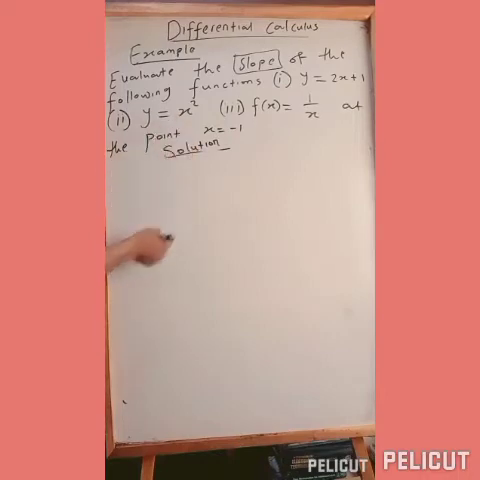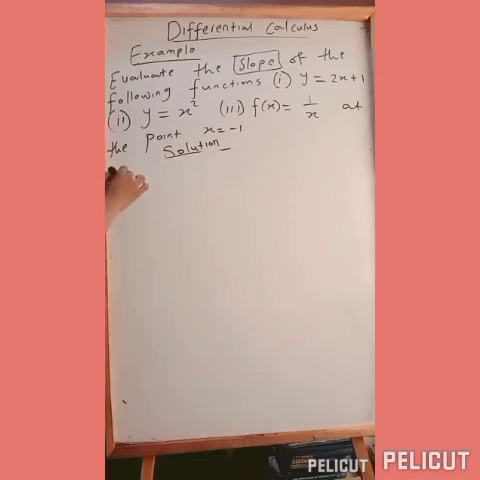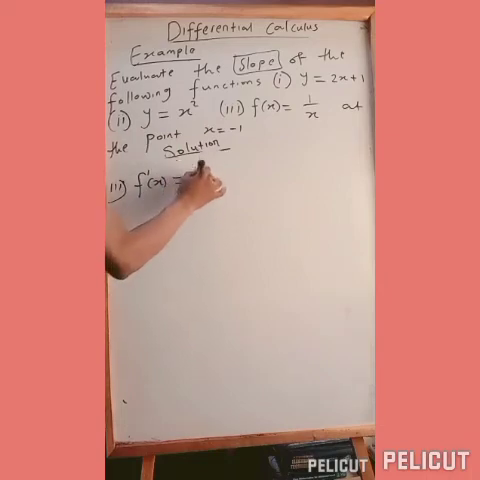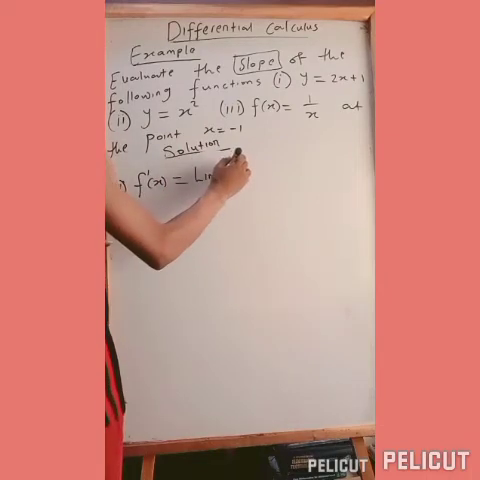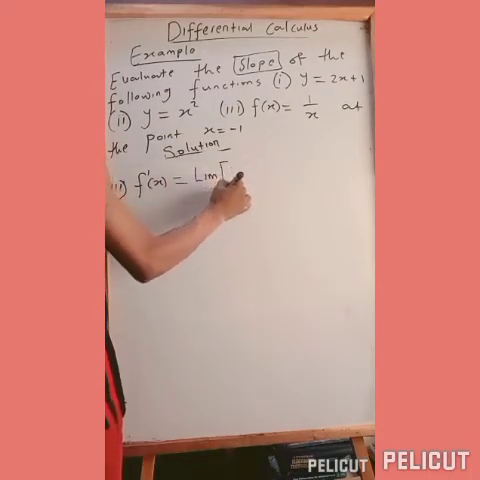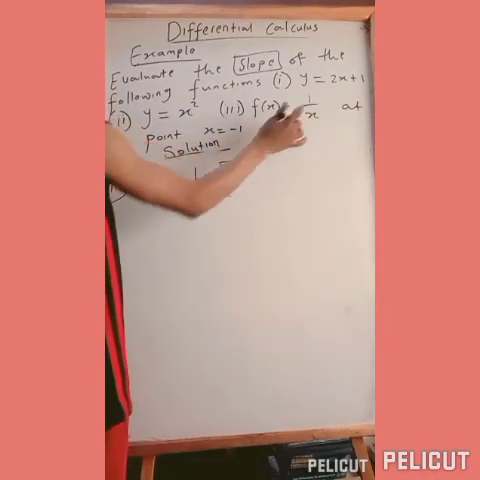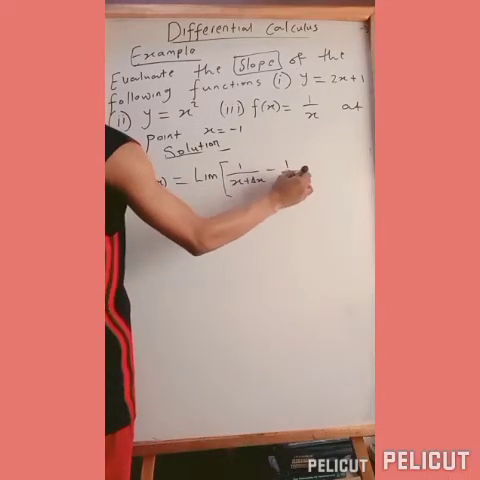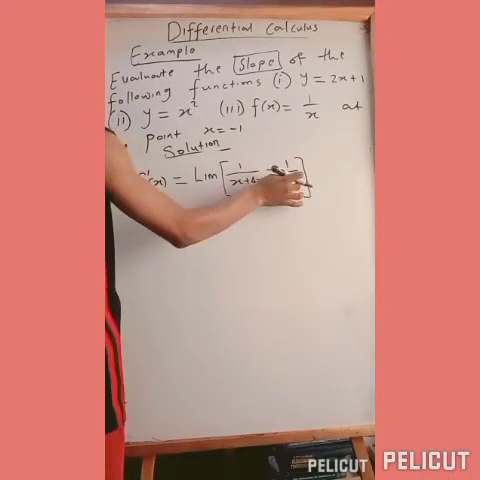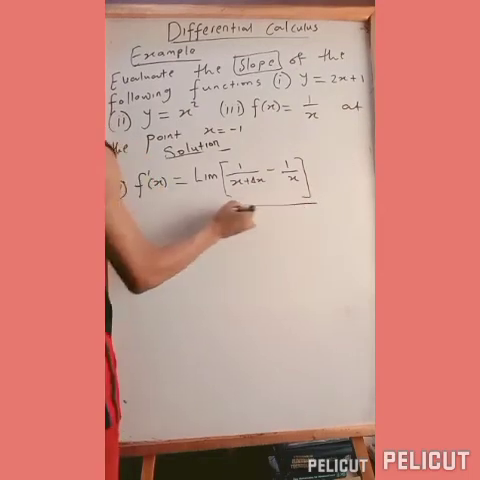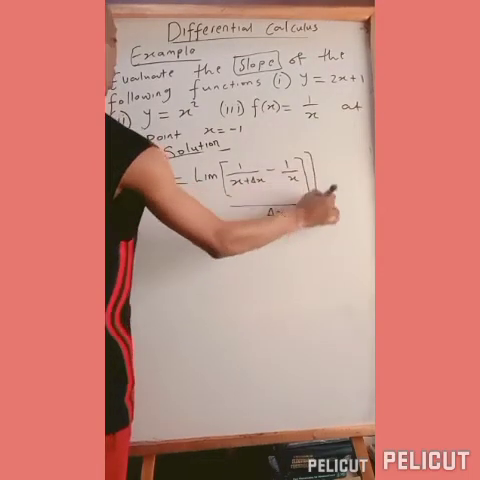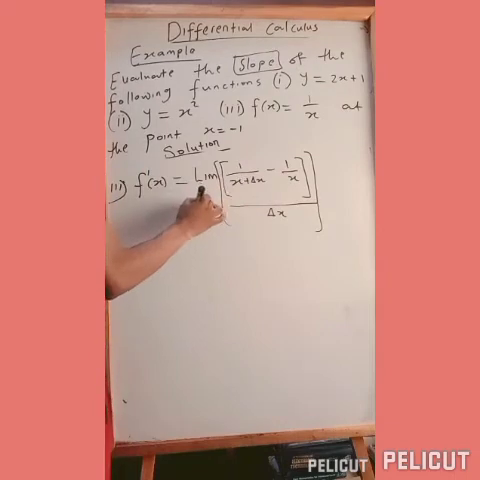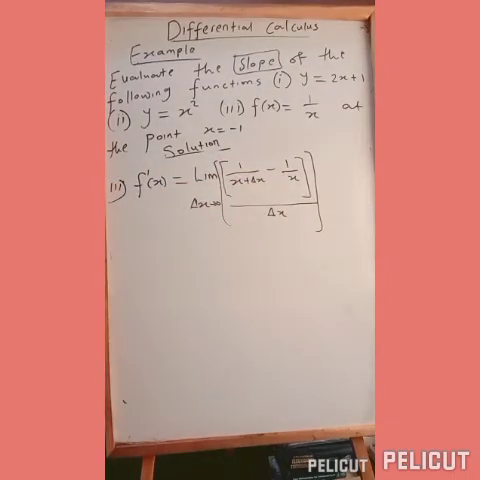Okay, for the third question, evaluate the slope. This is just f. So to find the slope, that is the differentiation. f prime of x is going to be the limit of f of x plus Δx, and f of x plus Δx is simply increasing x by Δx. That's 1 over x plus Δx minus 1 over x, divided by Δx as Δx tends to 0. So this is by definition, nothing else.